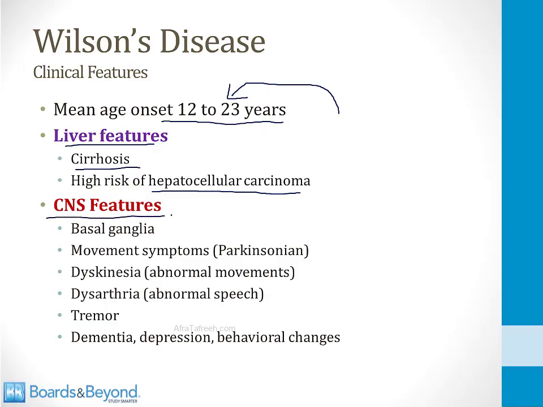In the central nervous system, there are characteristic features from deposition of copper in the basal ganglia. I talk about this in more detail in some of the neurology modules. These patients can develop movement symptoms that look like Parkinson's disease. They can have dyskinesia, which is abnormal body movements, and dysarthria, which is abnormal speech. They may develop a tremor. And then they characteristically develop behavioral changes that include dementia and depression.